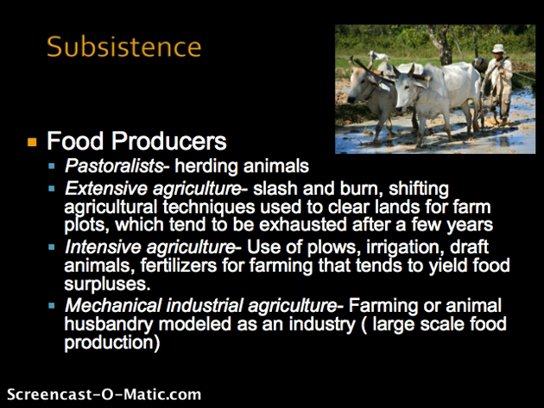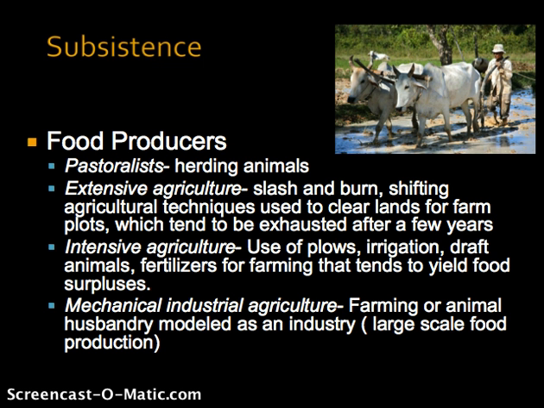In terms of food producers, you have pastoralists who are involved in herding animals, and this can be loosely herding animals and following animals over rather extensive areas. So this population would inherently be non-sedentary, or not staying in one place over a long period of time. The three main types of agriculture are extensive, intensive, and mechanical industrial agriculture.